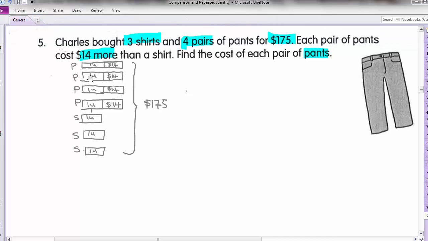Okay, so 4 pants, 3 shirts. Each pants costs $14 more than a shirt. So satisfy whatever conditions I have in my question. So I want to find the cost of each pair of pants. So I need to find 1 unit. So how many units do I have? I got 1, 2, 3, 4, 5, 6, 7 units, but I have this extra 4 14s.